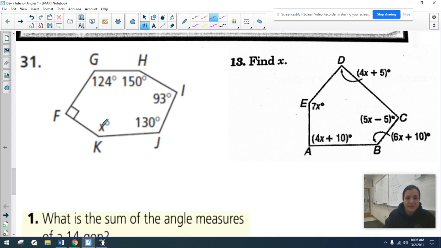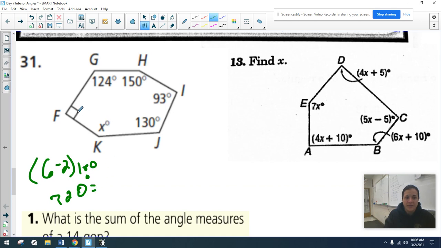So they're asking you for x. So what you need to do is count the number of sides. Here's a hint. If you have trouble counting the sides, just count the angles, because the number of sides and the number of angles is the same. So if I count 1, 2, 3, 4, 5, 6, I got 6 sides. So if I do 6 minus 2 times 180, 4 times 180 is 720. So I know that all of these add up to 720.